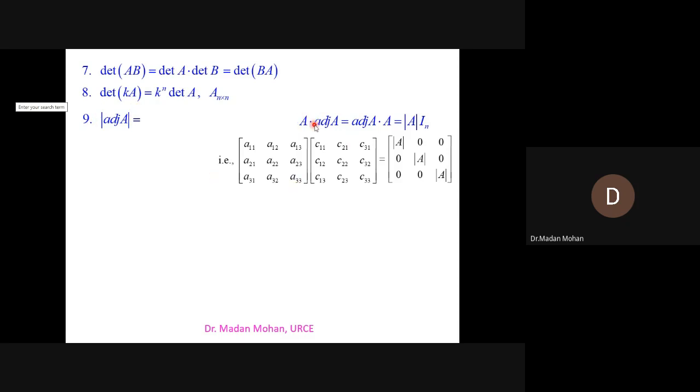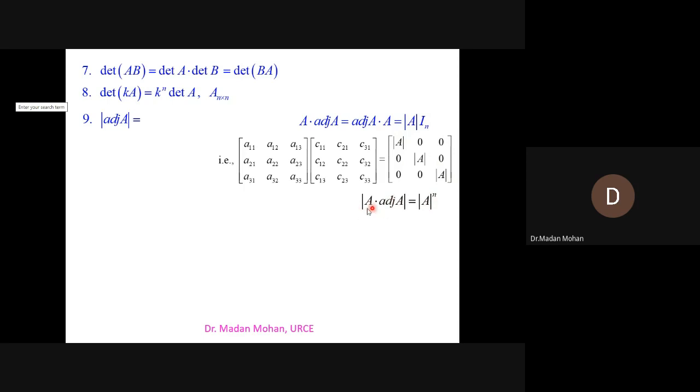So take determinant on both sides. Determinant of the left side is equal to determinant of the right side. On the right side, from each row you can take det A common, so you will get det A whole cube, into determinant of I, which is 1. Determinant of I is 1. Therefore, the right side is det A power n, if A is of order n.